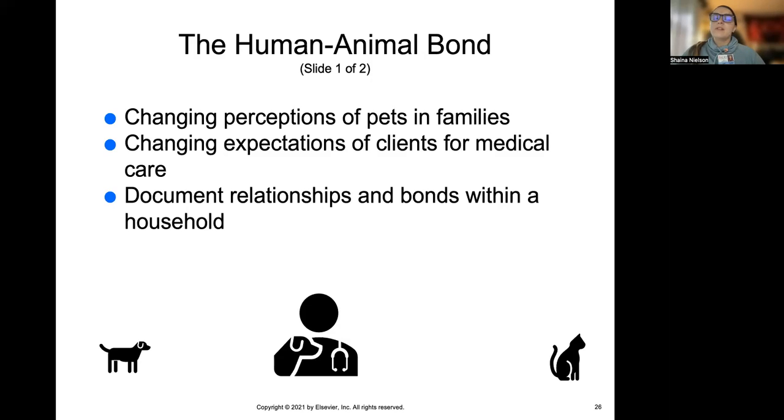Now, we will be documenting these relationships and bonds within a household, especially through veterinary care: who's the owner, who takes care of them, who does what. This is something that we'll be documenting and keeping a look at through their medical records. Not something that we're constantly asking about, but we do document those relationships that are seen.